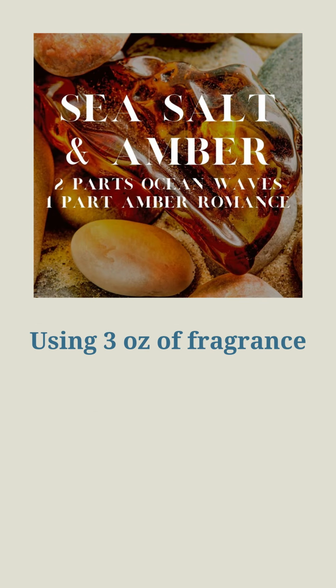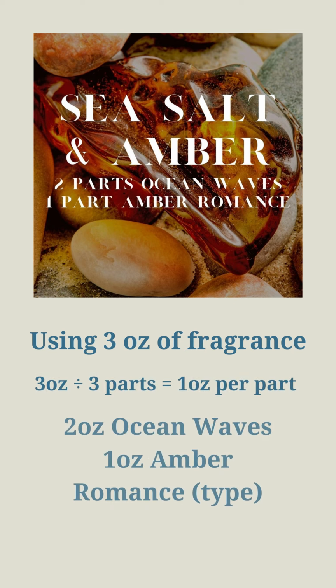Now for this next example, we also have a total number of 3 parts, but it's a little bit different here since we have 2 parts of the Ocean Waves and 1 part of Amber Romance. For this example, we need a total of 3 ounces of fragrance oil. So let's do our math. 3 ounces divided by 3 parts is 1 ounce per part. But for this one, we need 2 ounces of Ocean Waves and 1 ounce of Amber Romance.